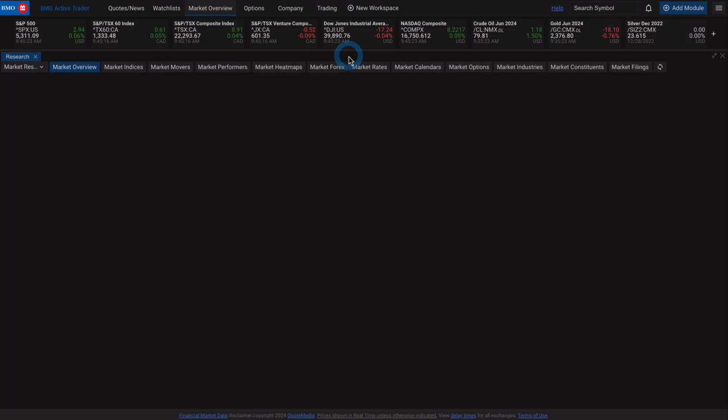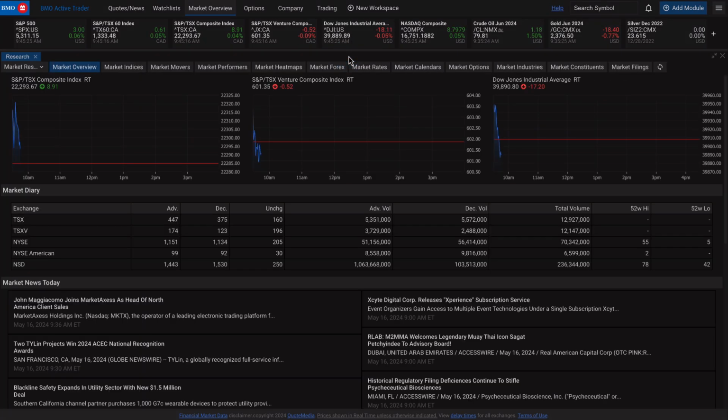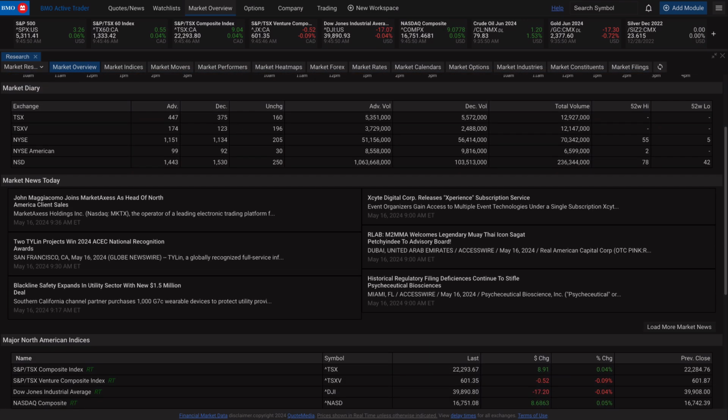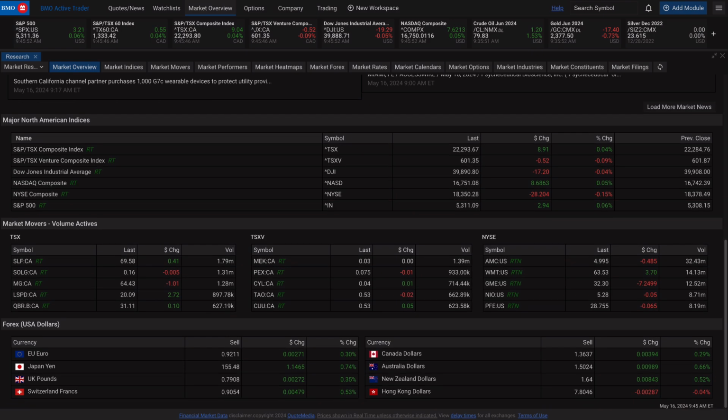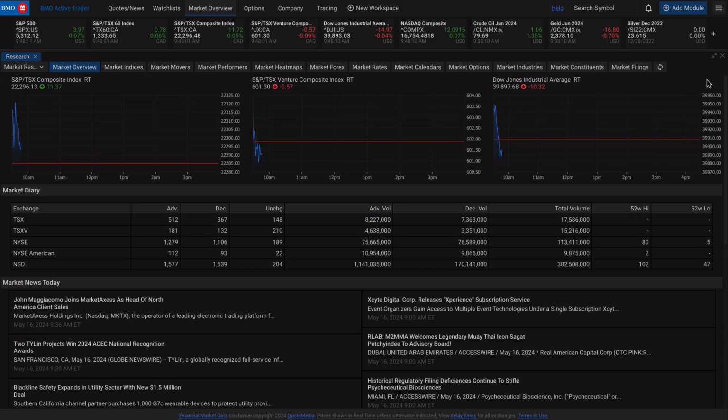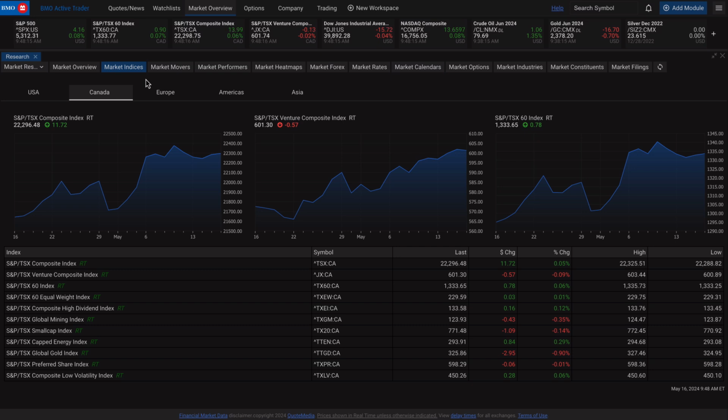Click the Maximize button to expand the Market Research module. In the Market Overview section, you'll see charts for key market indices, as well as a broad summary of market information. To view indices for different regions, select the Market Indices tab. Each region displays charts for its top three indices, with additional indices listed below.